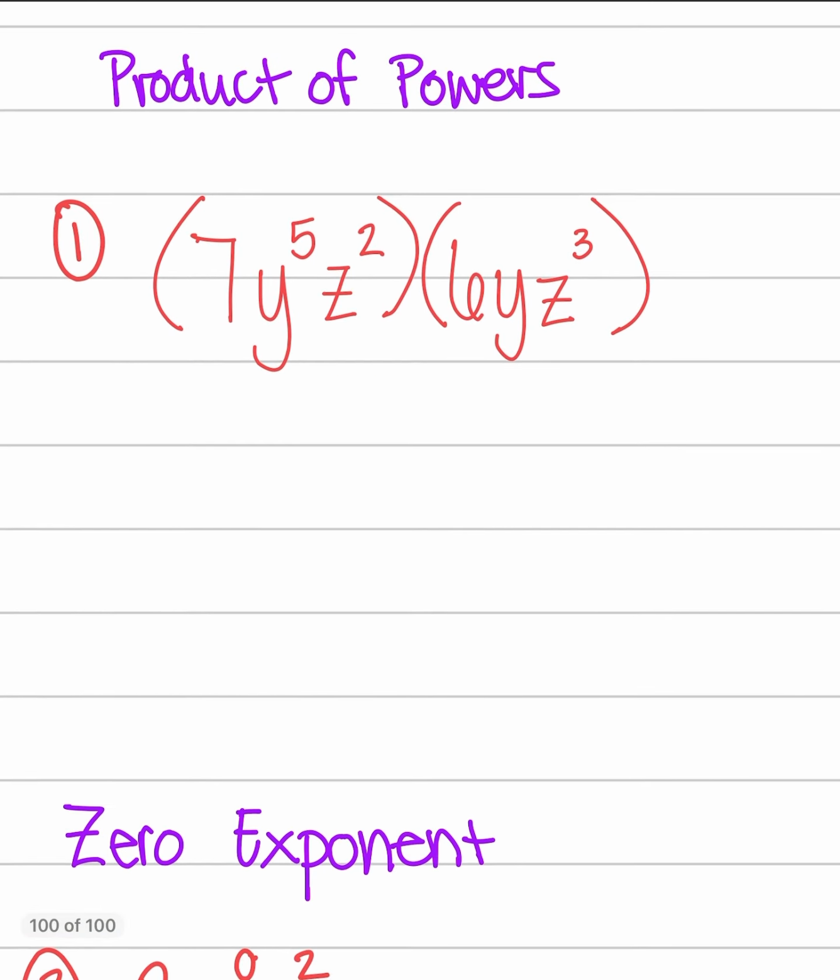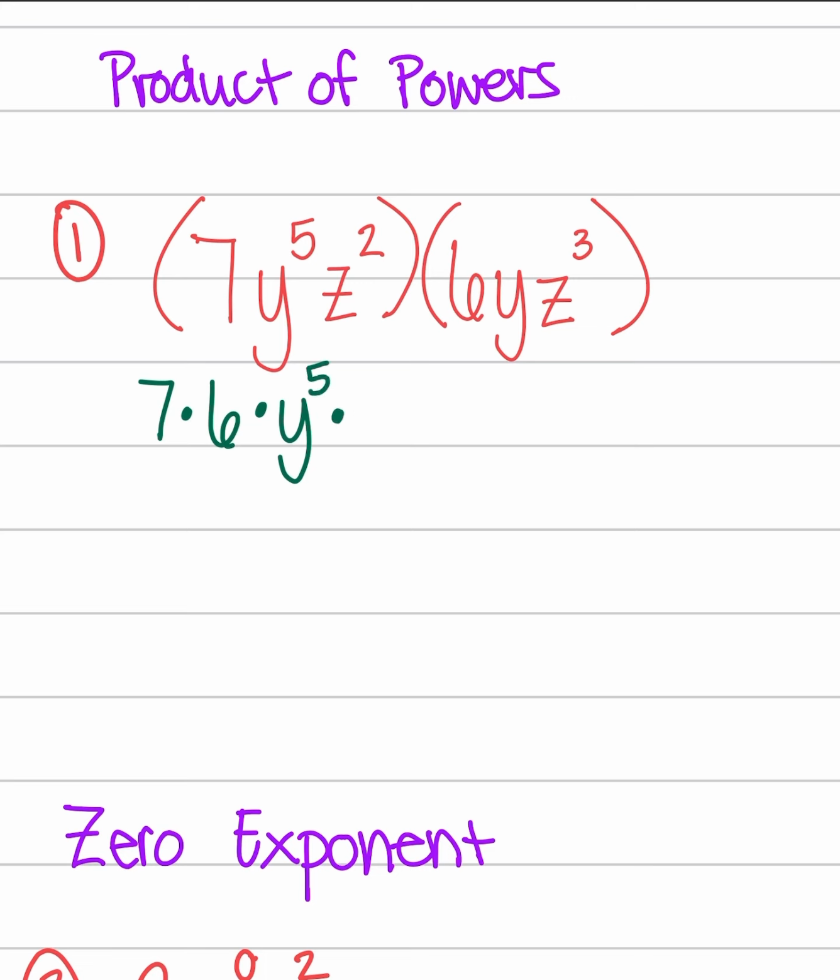The product of powers rule tells us that when we are multiplying powers with the same base, such as the y terms and the z terms, then we can just add the exponents. So what I'm going to do first is use the commutative property to rewrite this multiplication. So I'm going to say 7 times 6. Then I'm going to put my y terms next to each other, y to the 5th. And when we don't have an exponent, the exponent is 1. So I'm going to rewrite this with the exponent of 1 for when I add my exponents.